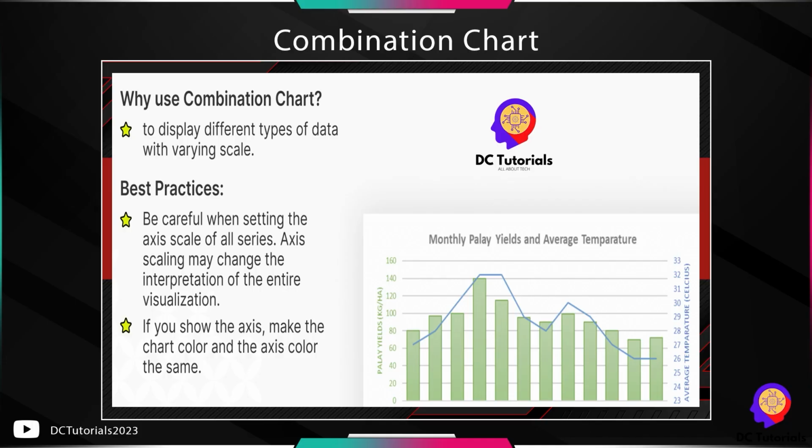In summary, we use combination chart to display different types of data with varying scale. Remember to always be careful when setting the axis scale of your chart because axis scaling may change the interpretation of the entire visualization. And if you will show the axis, always try to make the chart color and the axis color the same.